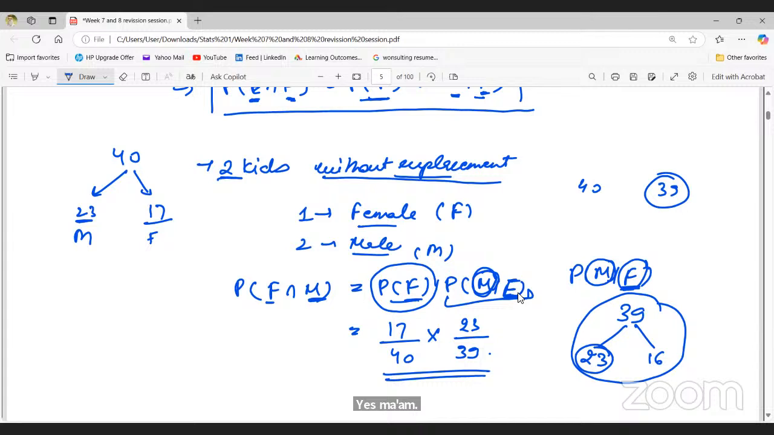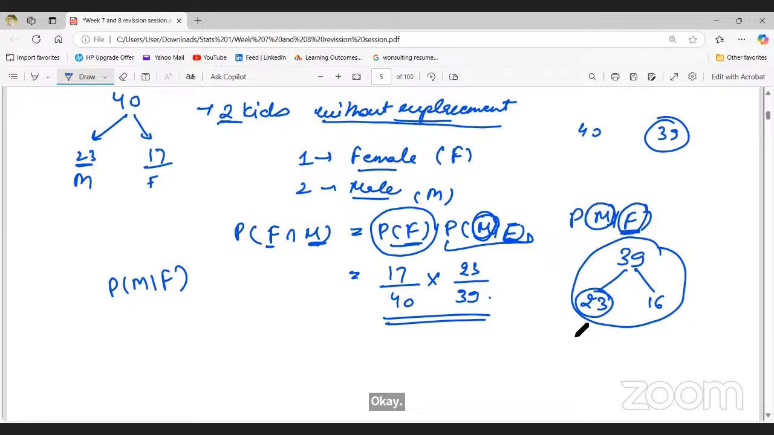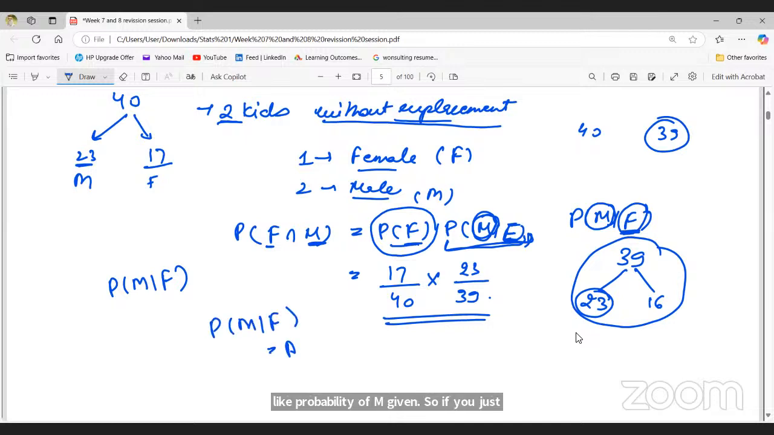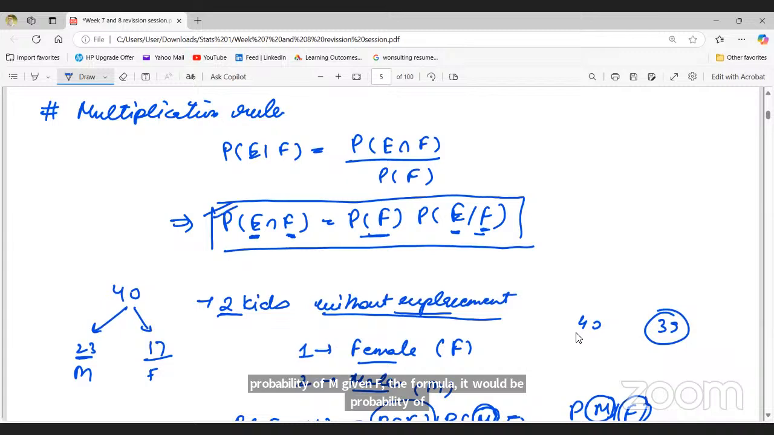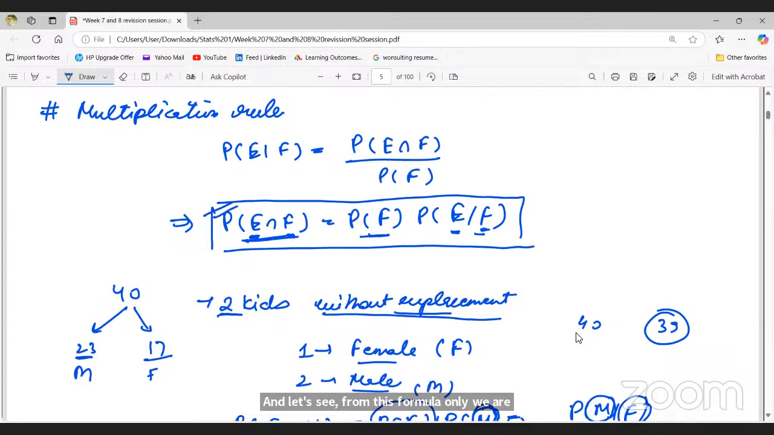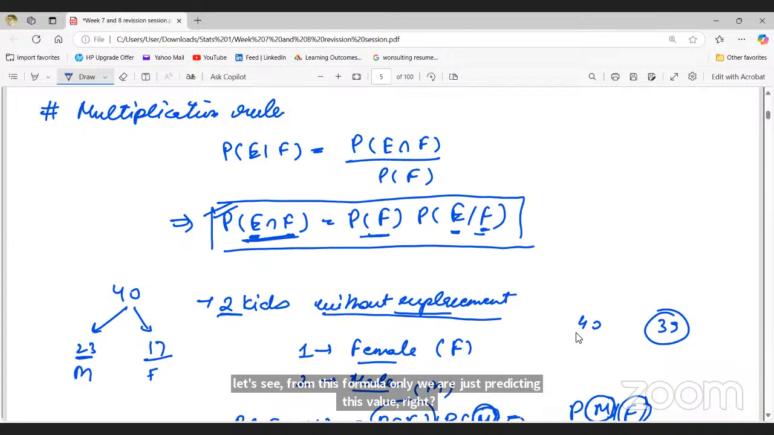And this is the probability of M given F. Okay, the formula, it was for finding the intersection. So we didn't use it here. Here we are just taking the condition, probability of M given F. From this formula only we are just predicting this value, right? So this is the multiplication rule only.